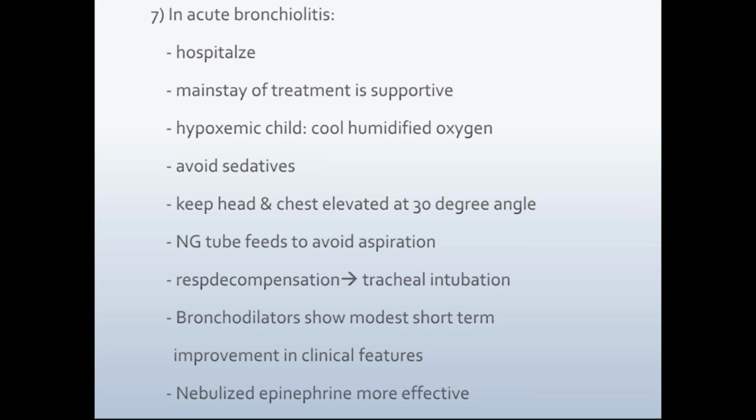During that period of age, there are no beta-2 receptors for the drugs to act on. But we give a trial of bronchodilators because recent evidence shows some response to bronchodilators in bronchiolitis. It also shows some modest short-term improvement, not long-term improvement. First of all, the treatment is mainly supportive. Along with these measures, we give bronchodilators or nebulized epinephrine, which is more effective in treating acute bronchiolitis.